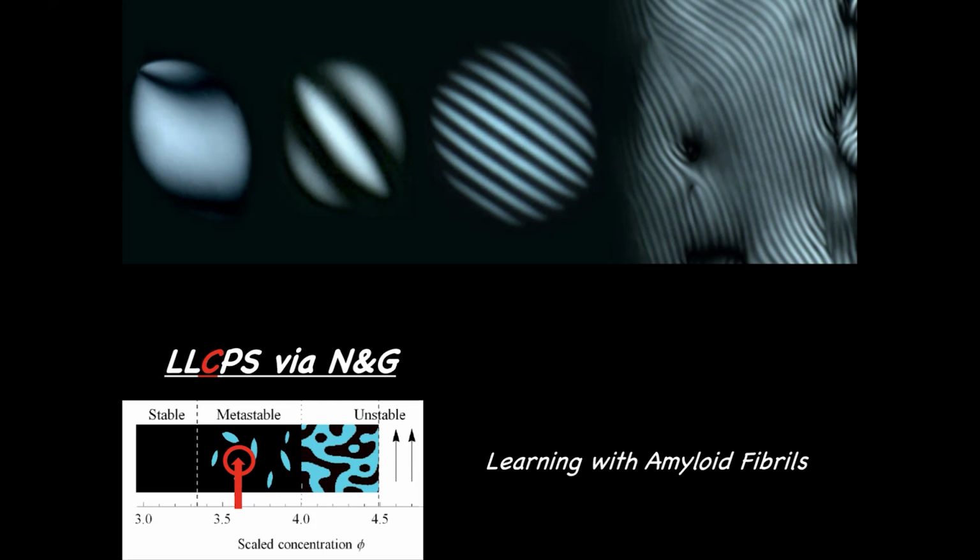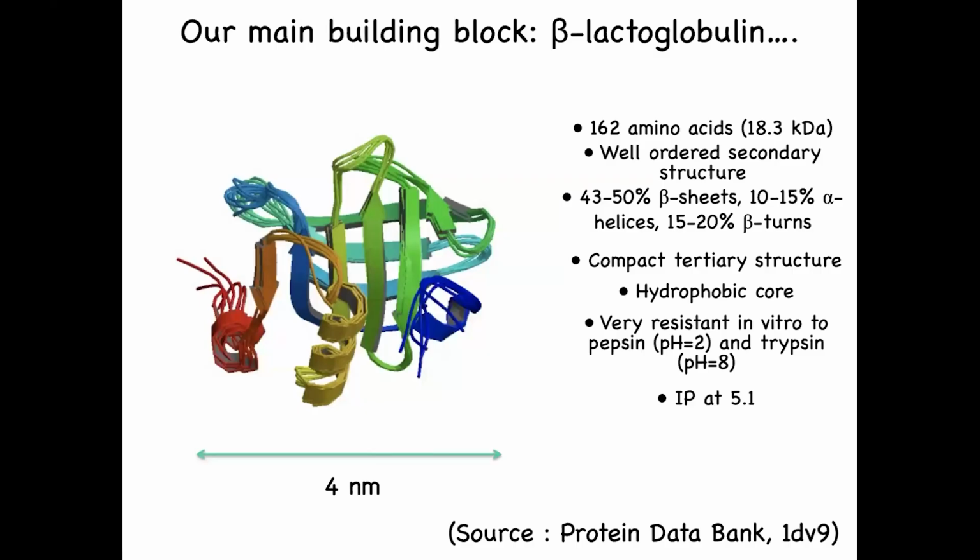So the first one is typically the way you will do it: you start with a system at a given concentration in an isotropic supersaturated solution, and you watch how the system evolves. Let me tell you first which kind of amyloid we use. This is my favorite protein, beta-lactoglobulin. This is the globular protein which is most commonly found in milk. Casein is actually an aggregate of calcium phosphate and other proteins, and it's not globular. This is really a globular protein.